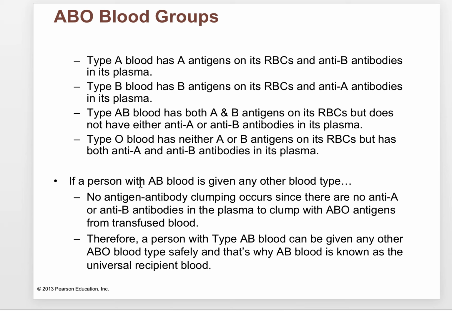Well, AB blood has antigen A and antigen B on the red blood cell, but within the plasma there are no anti-A or anti-B antibodies floating in the plasma. Since there are no antibodies floating in the plasma, it cannot react to the antigens of the transfused blood. So somebody with type AB blood can safely be given any other blood type. That's why AB blood is known as the universal recipient. It can receive any blood type without complications.